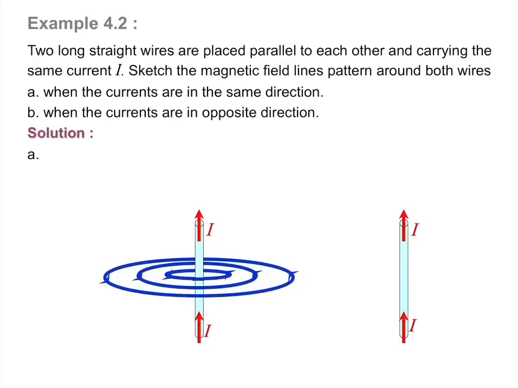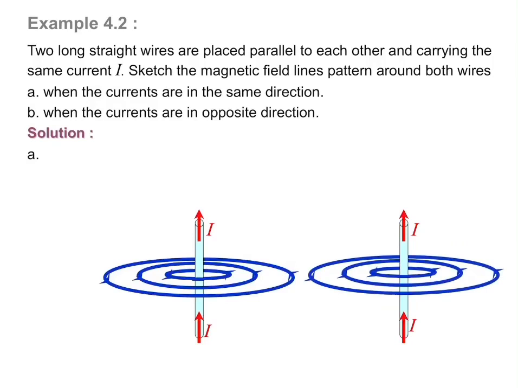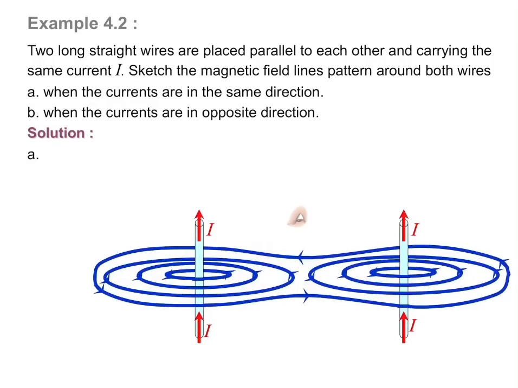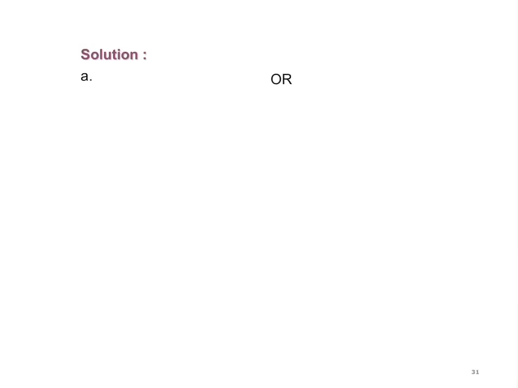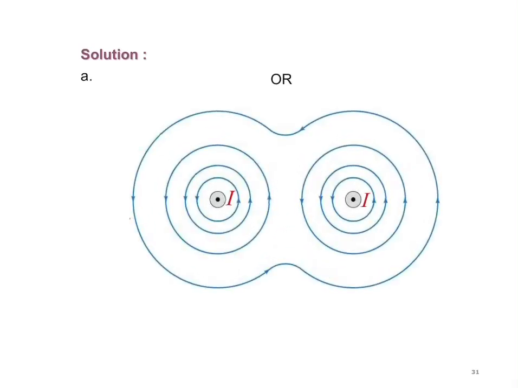For wire 2, you will get the same direction of magnetic field because the current is still pointing upwards. Then draw a line connecting the magnetic fields of both wires. And you can also draw from another point of view. If you are viewing from above, the diagram will look like this.